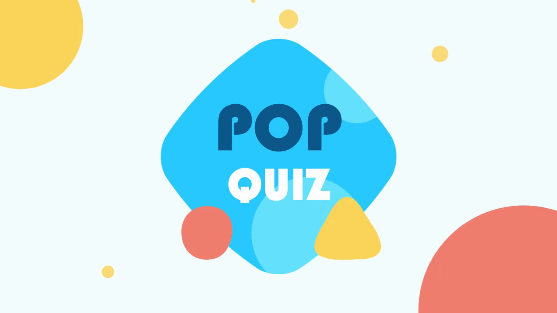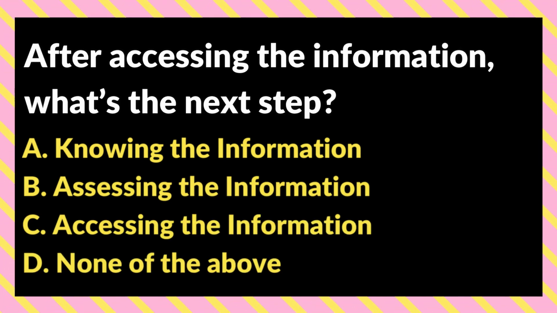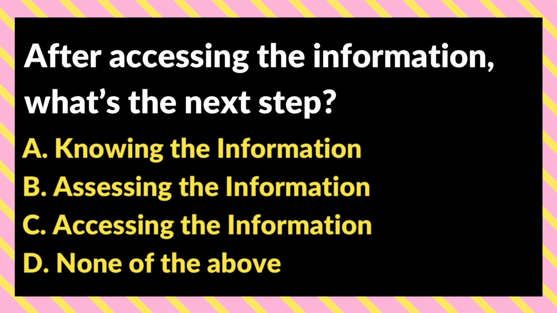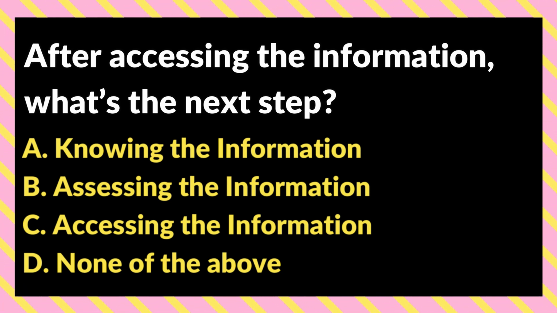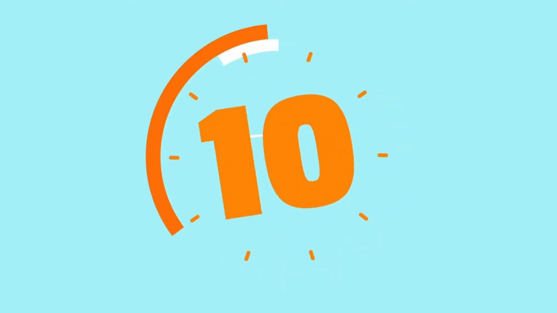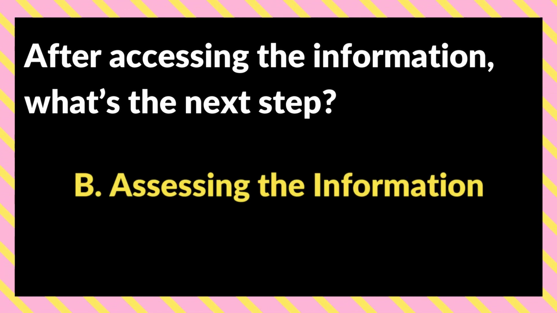It's time for a pop quiz. After you have accessed the information, what's the next step? A. Knowing the information. B. Assessing the information. C. Accessing the information. Or D. None of the above. You only have 10 seconds to answer the question. 10 seconds starts now. And the answer is letter B, assessing the information.